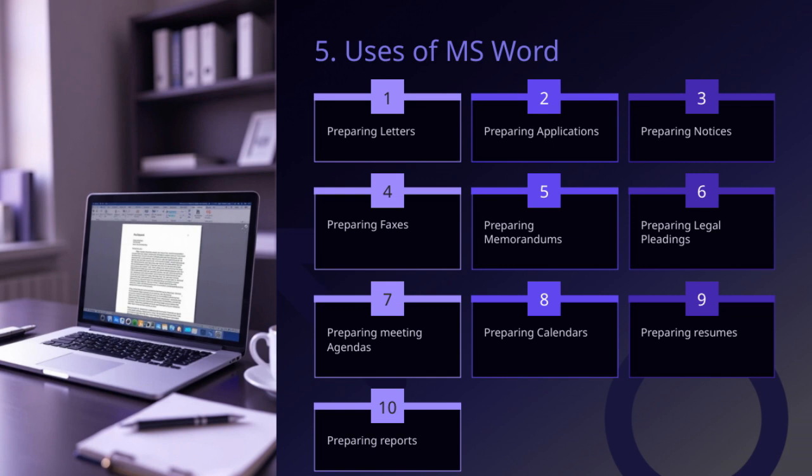Moving on, preparing calendars helps us organize schedules efficiently, keeping track of important dates and deadlines. Preparing reports and memorandums are vital for internal communication, conveying information clearly and professionally. Preparing applications is another key use, especially for formal requests or submissions. Preparing meeting agendas ensures meetings are focused and productive, setting clear objectives beforehand. Preparing faxes and letters are traditional yet still relevant tasks, allowing us to communicate formally with clients, colleagues, or authorities.